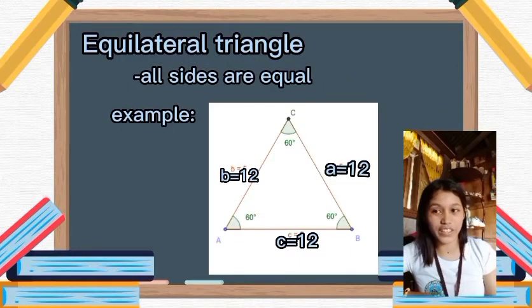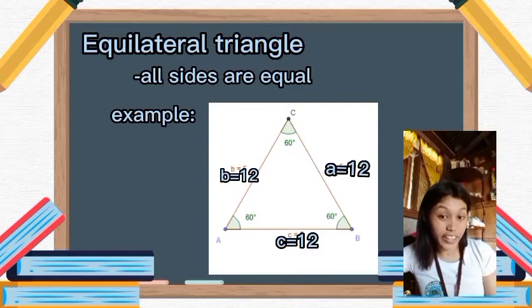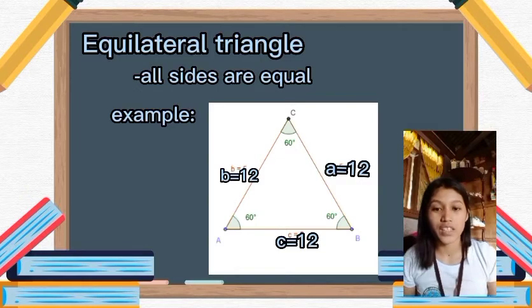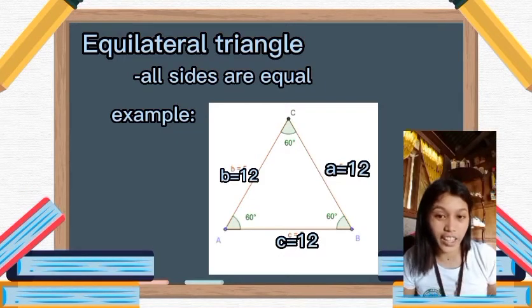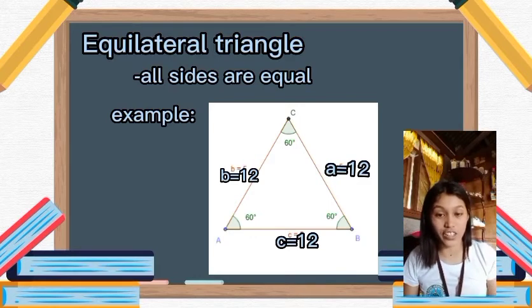Next is the equilateral triangle, in which all sides are equal. For example, in this triangle, all the sides are equal. Side A is 12 centimeters, side B is also 12 centimeters, and the bottom side is also 12 centimeters. So all three sides of the triangle have the same measurement, which is 12 centimeters.